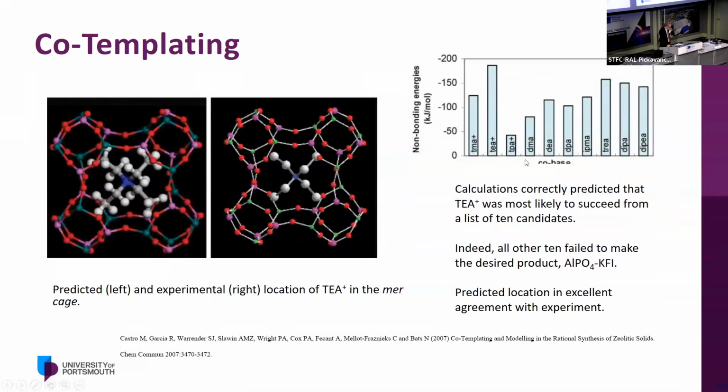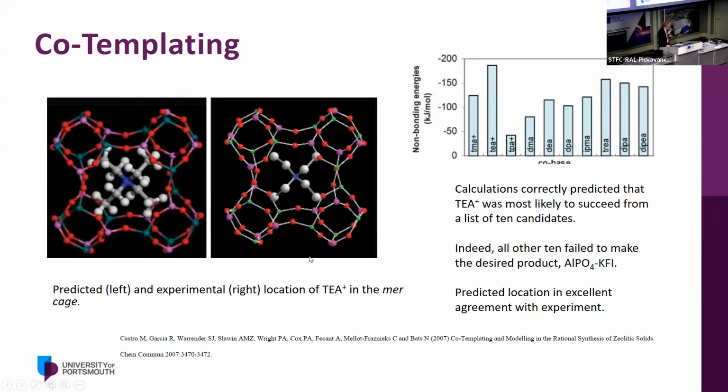Several potential structure directing agents were looked at, and when we looked at the energies, there was one clear winner out of the 10 here, and it was that one which was used to produce the AlPO form of KFI. Indeed, all of the other ones, when they were tried, completely failed to make that particular product. So really good in terms of the modeling being able to select the one for that particular cage type.